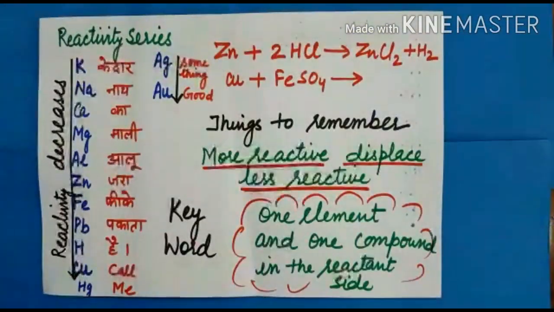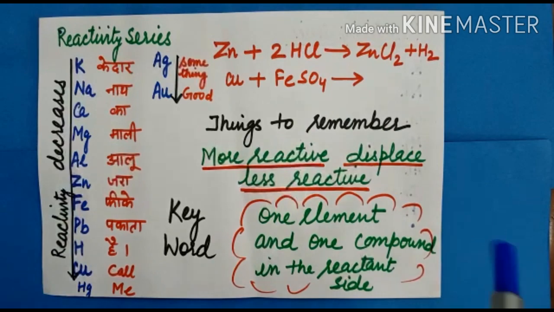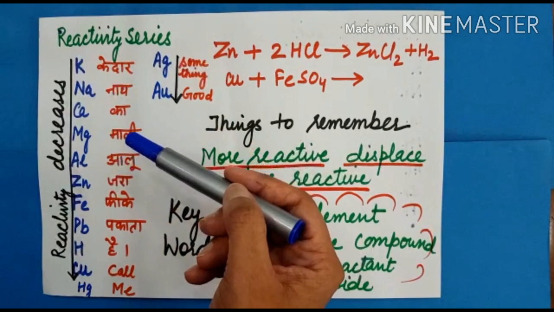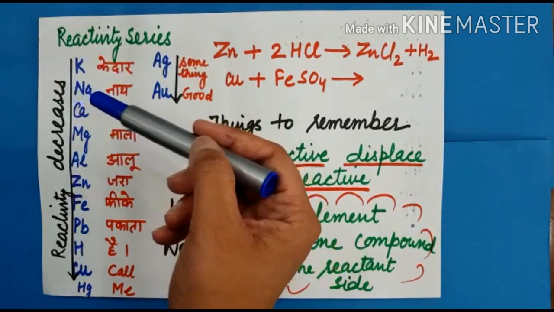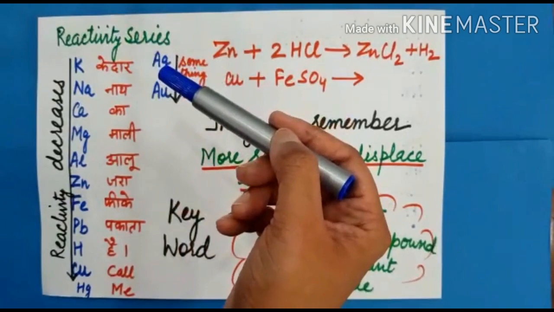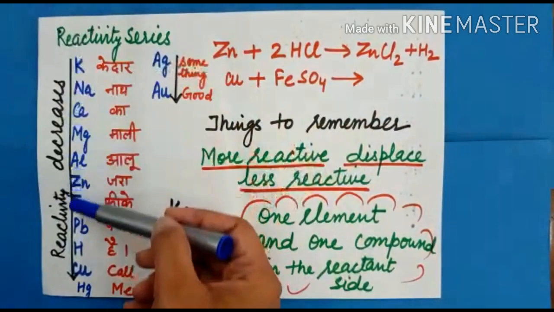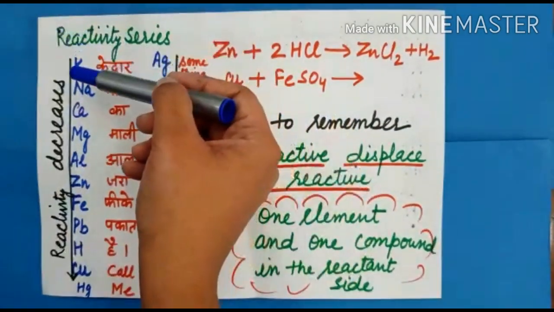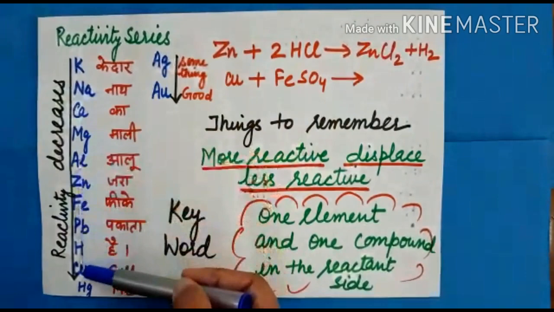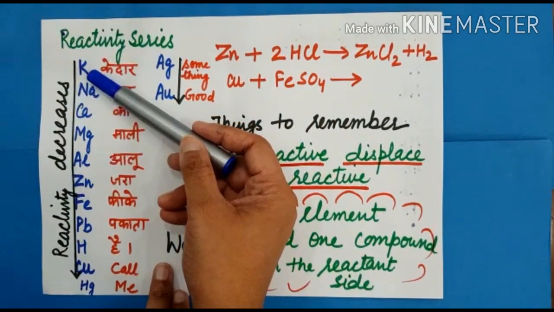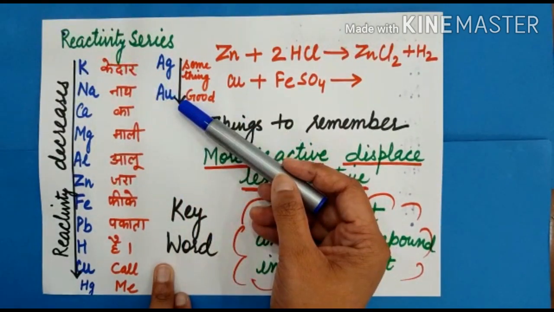But how do we know which element is more reactive and which element is less reactive? Here is the answer. On the basis of the reactivity series, we can identify which element is more reactive than other elements. So this is the list of all metals, arranged in decreasing order of their reactivity. Here you can see potassium is the most reactive element in the series and gold is the least reactive element in the series.